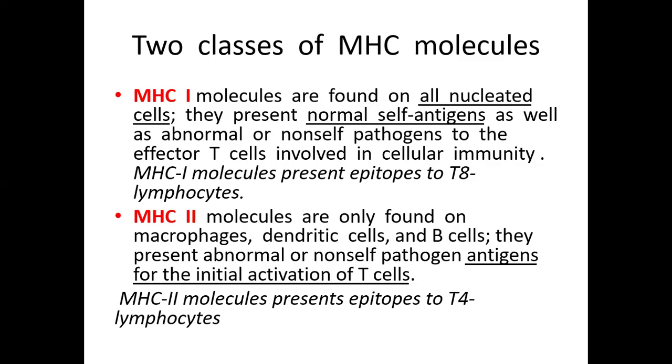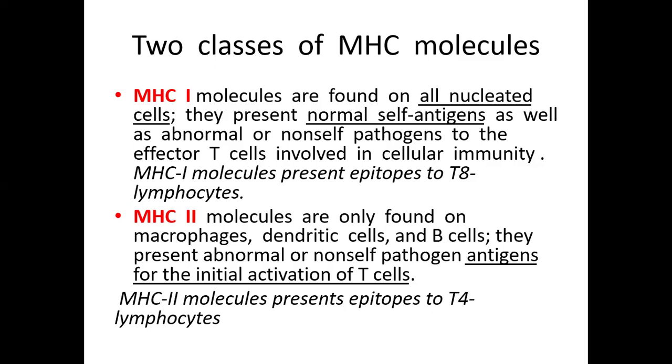Natural killer just checks: is it normal or abnormal? Normal means this is a normal cell. Abnormal means that this cell is infected with viruses, for example. Or abnormal MHC1 means that this cell became tumorous, became abnormal. And if natural killer finds abnormal MHC1, it will destroy the cell.